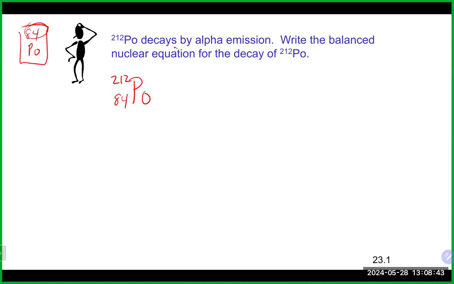It goes through alpha emission. Emission means that the alpha particle will be on the product side. So that's going to be a 4,2. If you want to use the alpha symbol, you can. If you want to use the helium symbol, you can as well. So whichever way you want to do it.